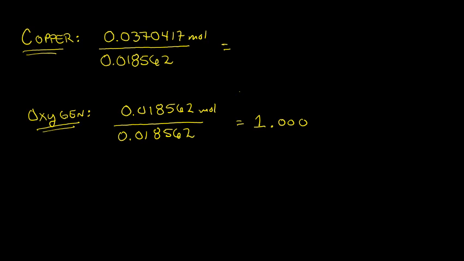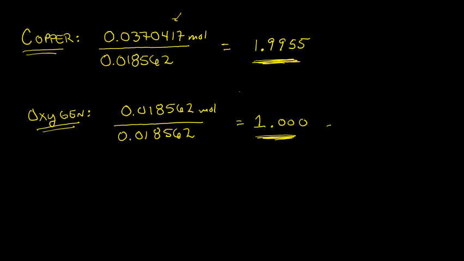And then for the copper, we take 0.0370417 divided by 0.018562, and what we get is 1.9955. Okay. And this is where these numbers, we hope, are going to come out to be integers. And this is why we need to carry a whole bunch of extra digits through here, right? Because if they come out to integers, they should be really, really close to integers. And you can see here, this is a 1, and this is really, really darn close to 2, right? This is 1.996, right? Really, really close to 2.